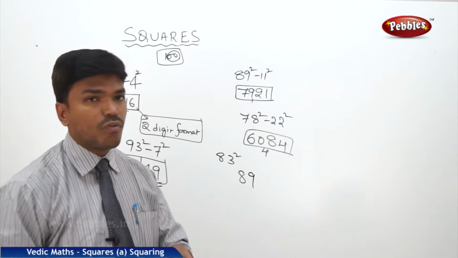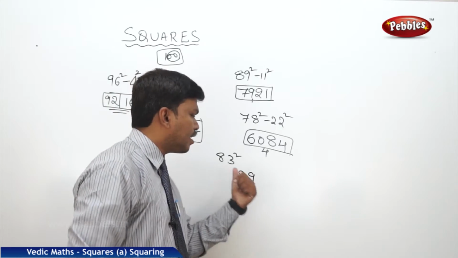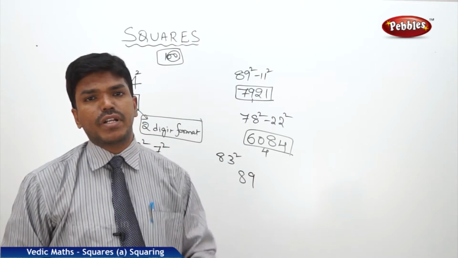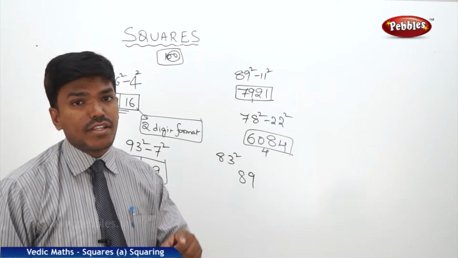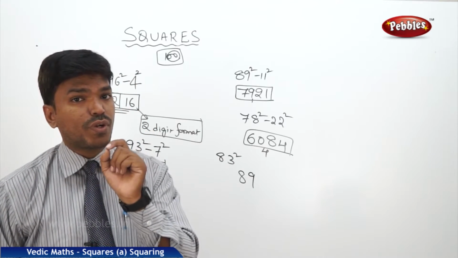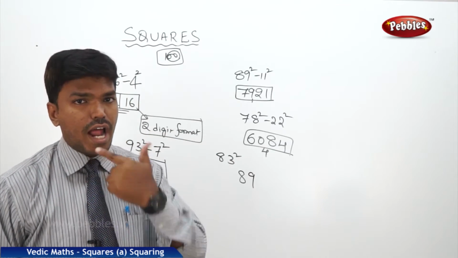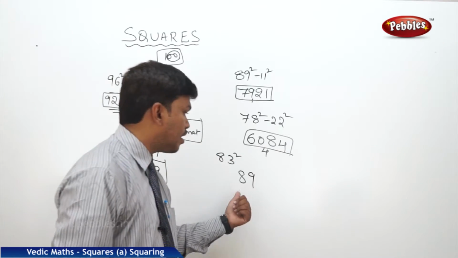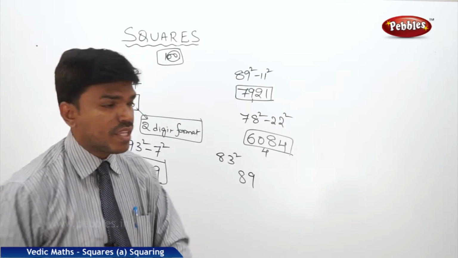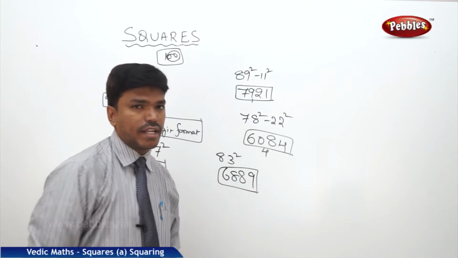Now I need to subtract what? I need to subtract 17 from 83. So 83 minus 17. How much? It is 66. You should be able to calculate this one in the mind. And what is the carry we got here? 2. 66 plus 2? 68. So the answer is 6889.